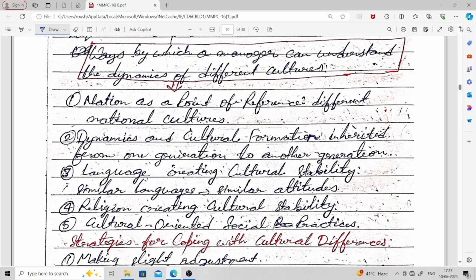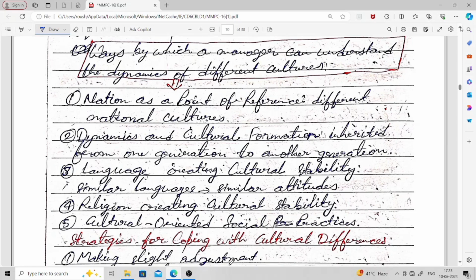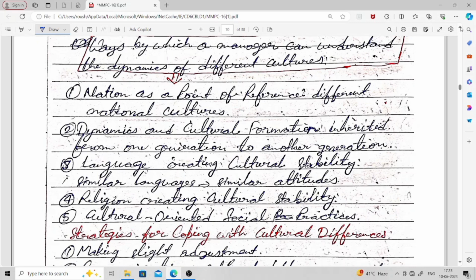Then the third given is language creating cultural stability. Similar language, similar attitudes. It means similar languages generally have similar cultures, or the people have similar attitudes. Then the fourth given is religion creating cultural stability. Religion is also a major factor which creates cultural stability.